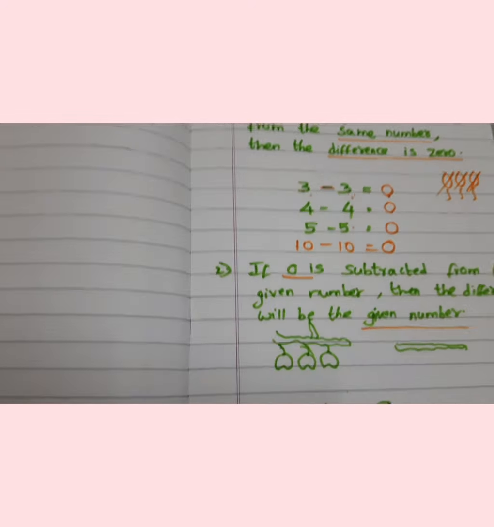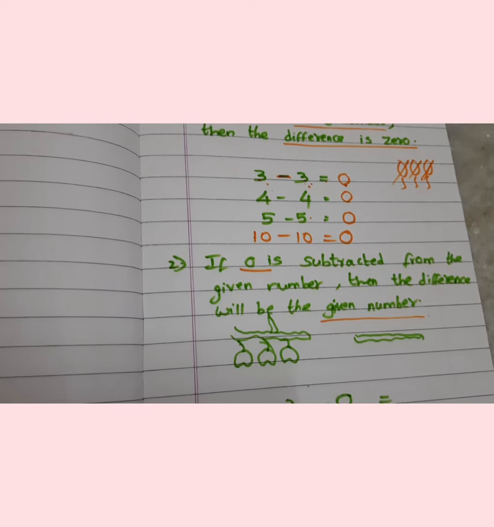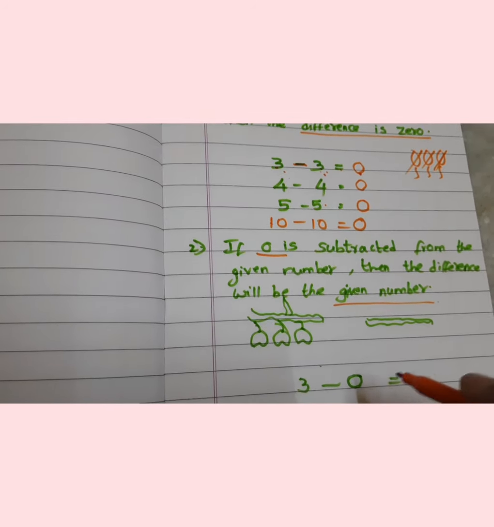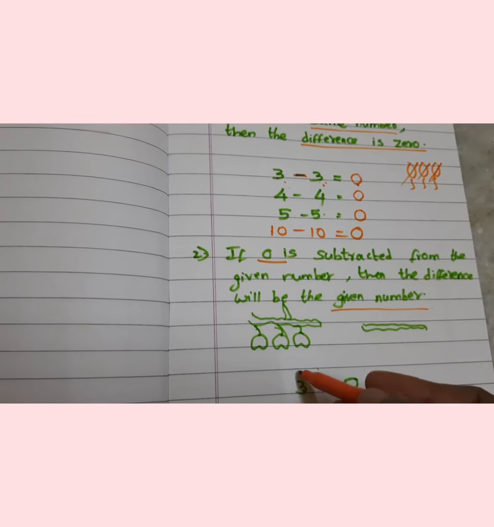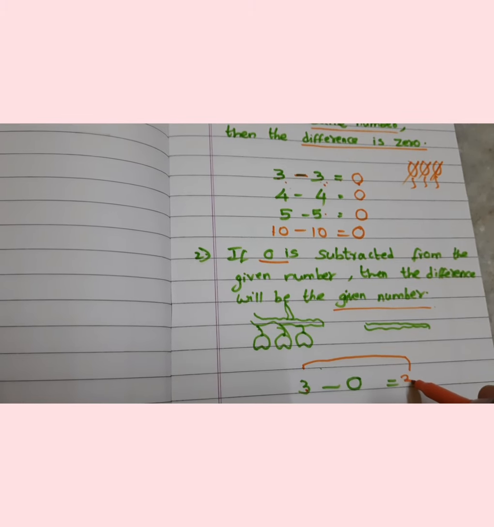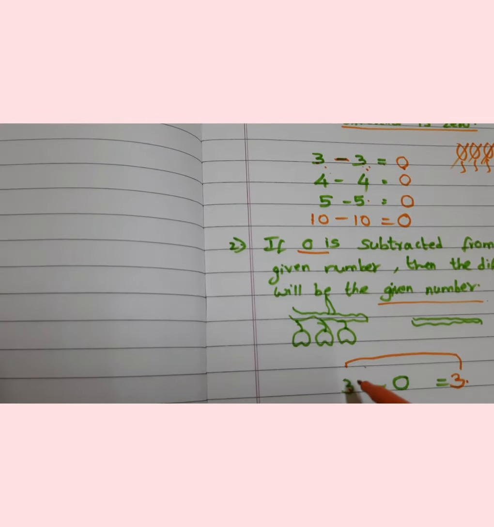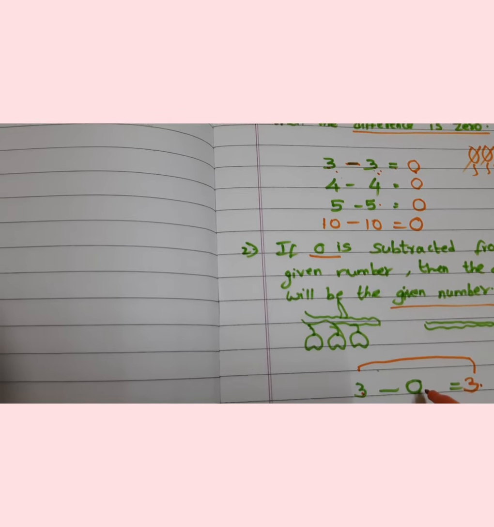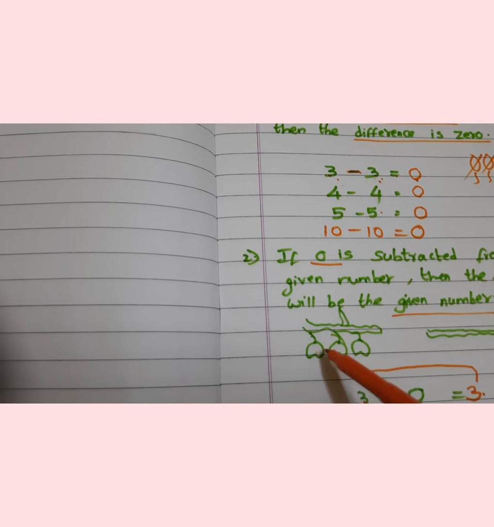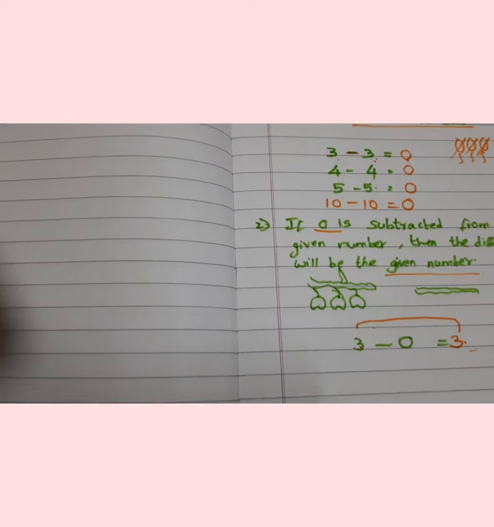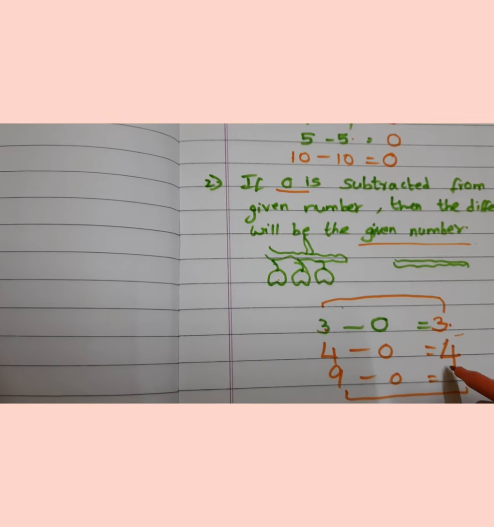What is the second one? If 0 is subtracted from the given number, then the difference will be the given number only. So 3 only will be the answer. Here 3 apples are there. 3 minus 0 means nothing to cross out, so leave it like that. How many are left? 1, 2, 3 only. This is the meaning of this property. So 9 minus 0 is 9 only.